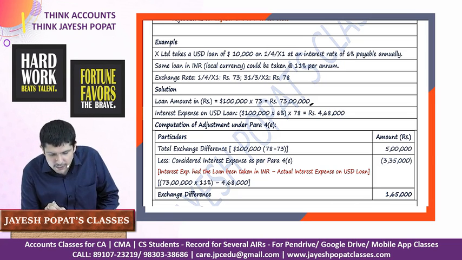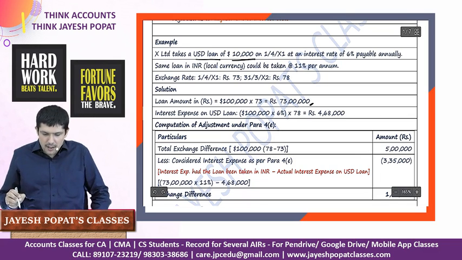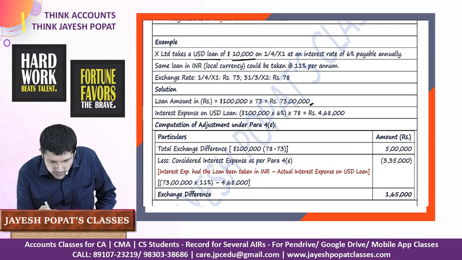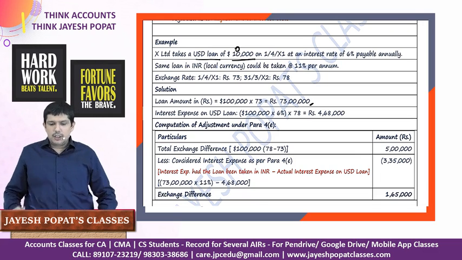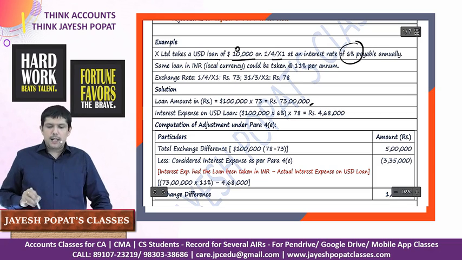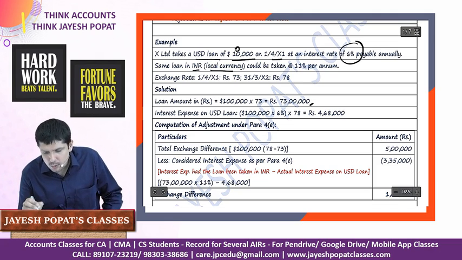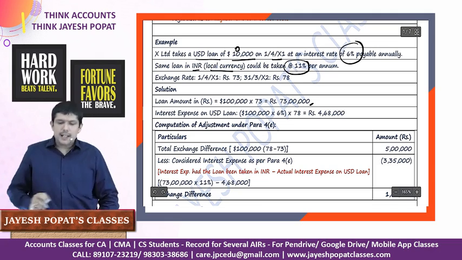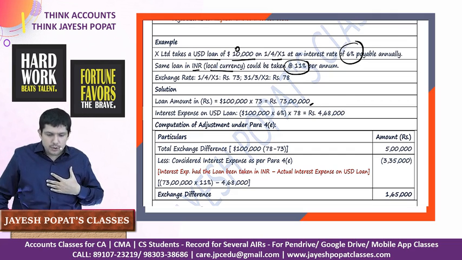Let's say X Limited takes a USD loan of $10,000. Sorry, make it $1 lakh. X Limited takes a USD loan of $1 lakh on 1-4-X1 at an interest rate of 6% payable annually. The same loan in INR, which is our local currency, could be taken at 11% per annum. So there's a difference of 5% which the company wants to save.